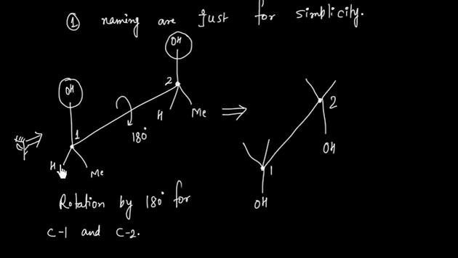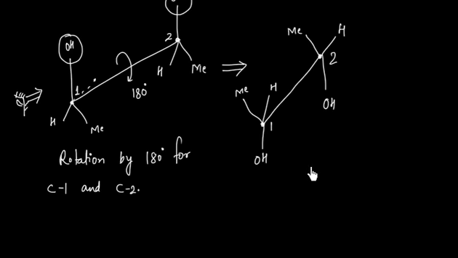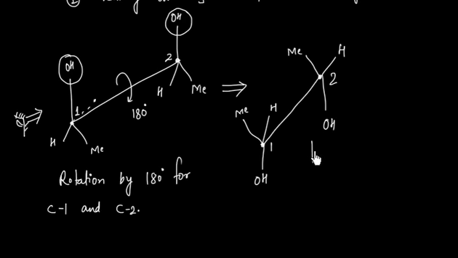Now hydrogen is on this side, so anything that is on the left side will be diametrically opposite, so this will become here. So hydrogen we will have here and methyl we will be having here. In this case also we will have methyl here and hydrogen here. Now it is easy to draw the Fischer projection formula after this.